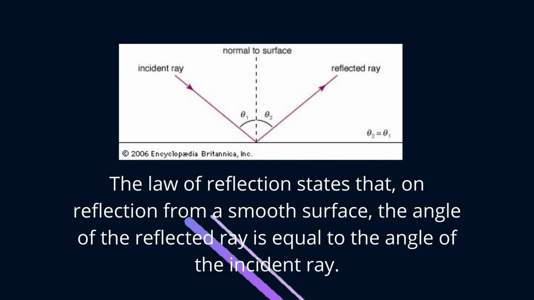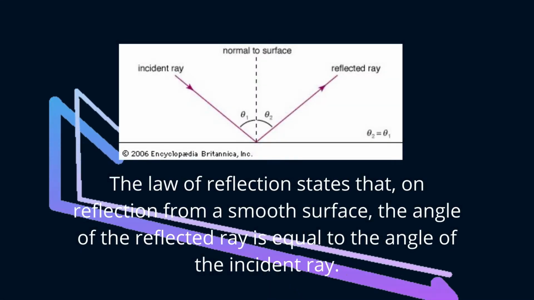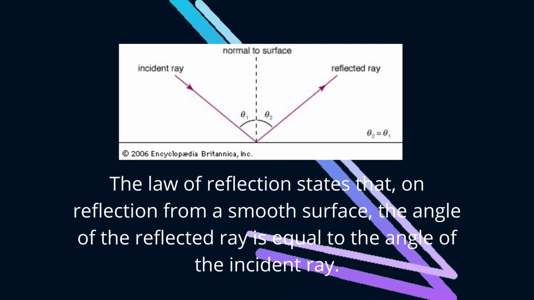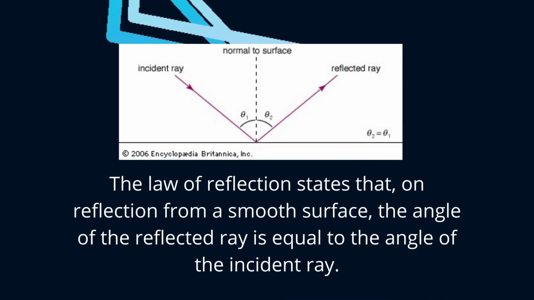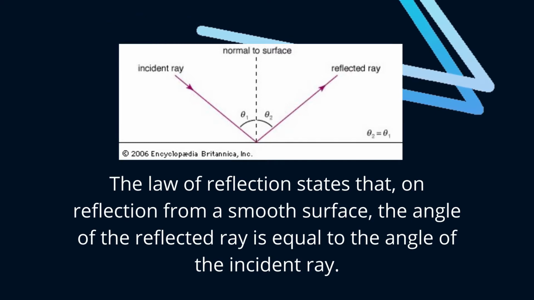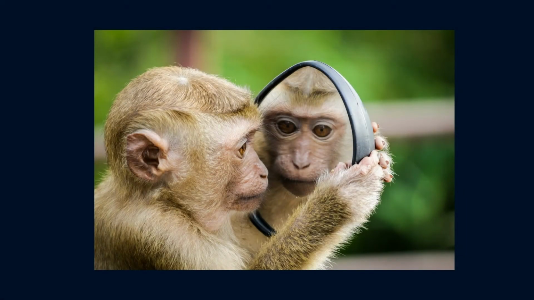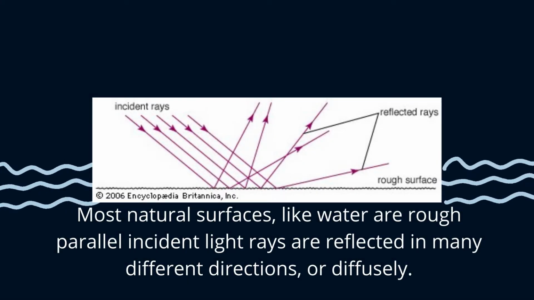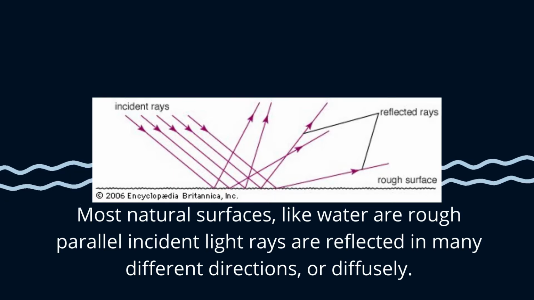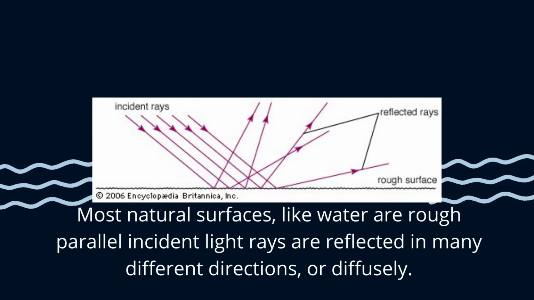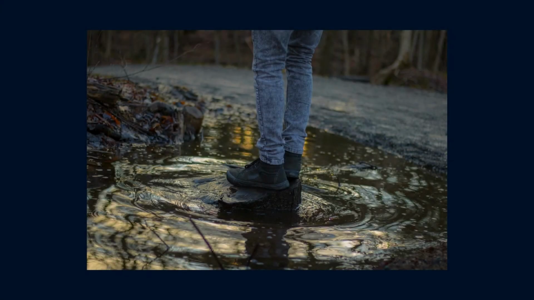The law of reflection states that on a smooth surface, the angle of the reflection ray is equal to the angle of the incident ray. An example is the reflection of a mirror. However, most natural surfaces, like water, are rough, and the parallel incident rays are reflected in many different directions, or diffusely. An example of this is the reflection on water, like this puddle.